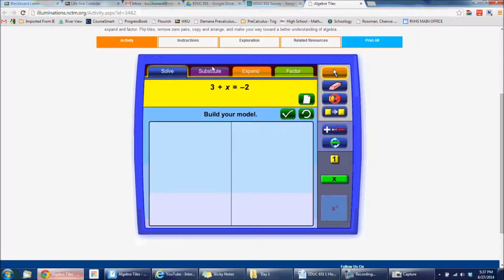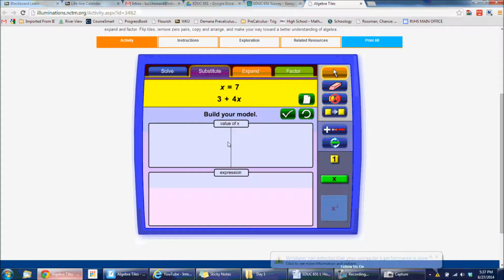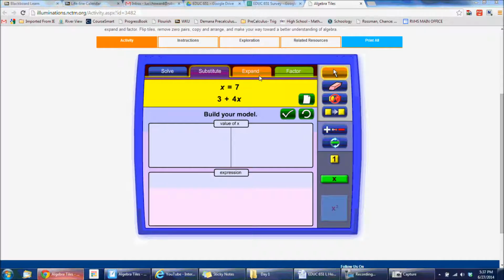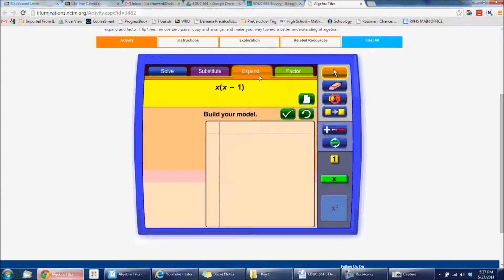Now, one thing you could have them do as they're working is, maybe they're going to start with this, and maybe they're going to solve it using these algebra tiles. Maybe you're going to have them also work the problem and set up the steps on a sheet of paper to turn into you when they're done. Substitution. You could practice that here. I'm going to move on, though, to this expand option.